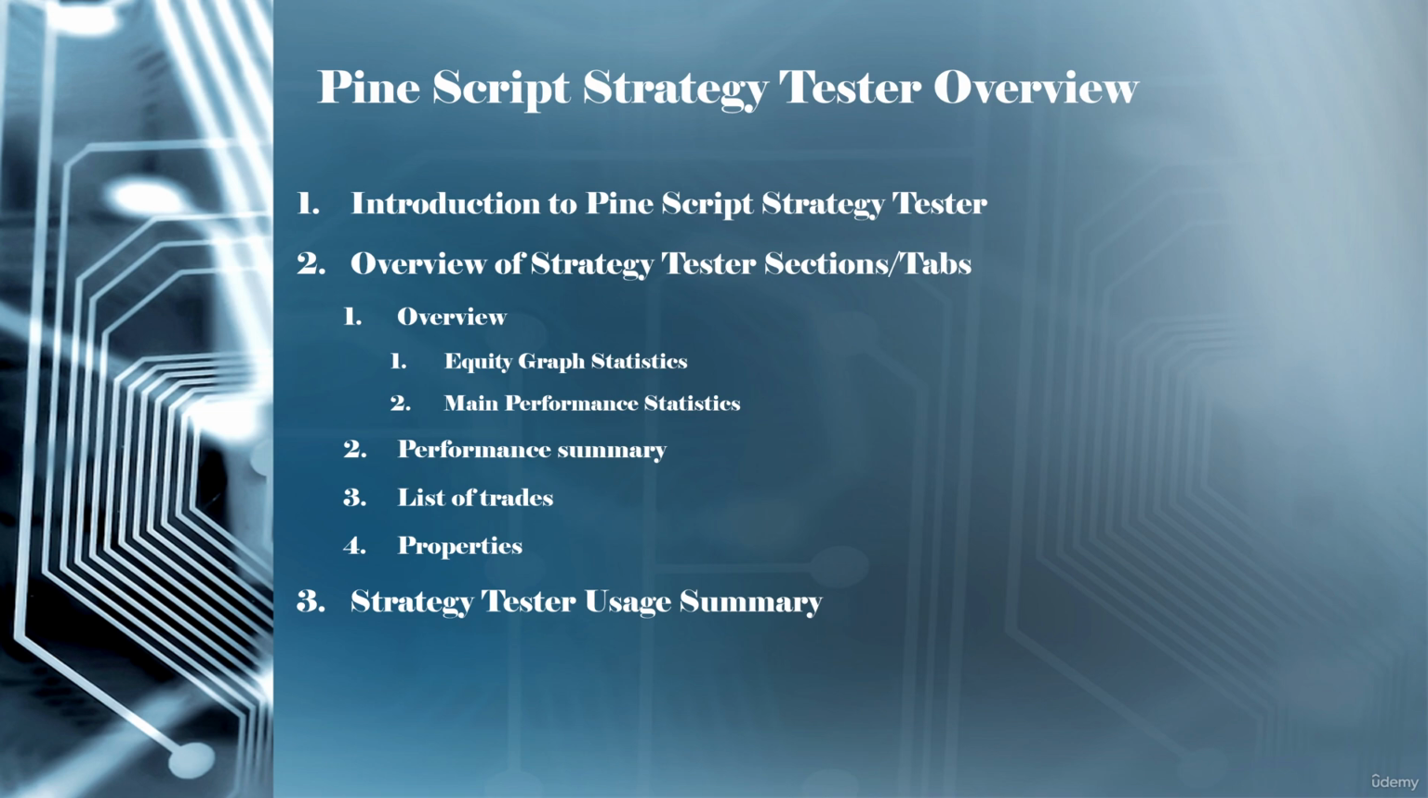This section consists of 4 other subsections: Overview, Performance Summary, List of Trades, and Properties. All these are sections of the Strategy Tester, or tabs. The Overview tab consists of 2 other subsections: Equity Graph Statistics and Main Performance Statistics. And in the last section of this lesson, we are going to summarize Strategy Tester usage. So, let's begin.